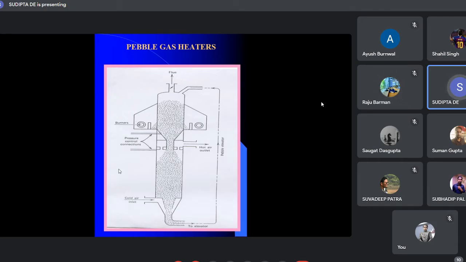In pebble gas heaters, the heat transfer media between two gases are small pebbles carrying the heat from an upper chamber to the lower chamber.